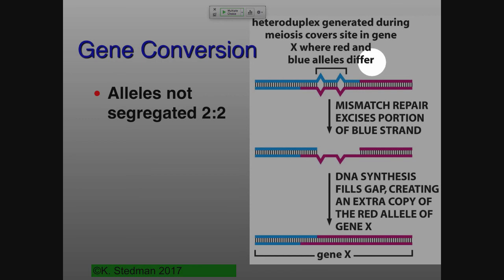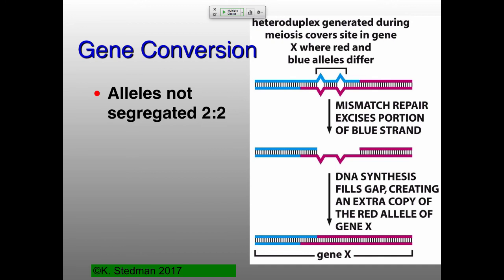Mismatch repair happens. After this mismatch repair, you're going to chop out one of the strands and resynthesize it. So wherever you've got information from maternal and paternal that's different, as far as having homologous recombination, that will get repaired. At this point, we don't know which of those is the new strand and which is the old strand. So it ends up being about 50% of the time for one and 50% of the time for the other, because there's no difference between the two.